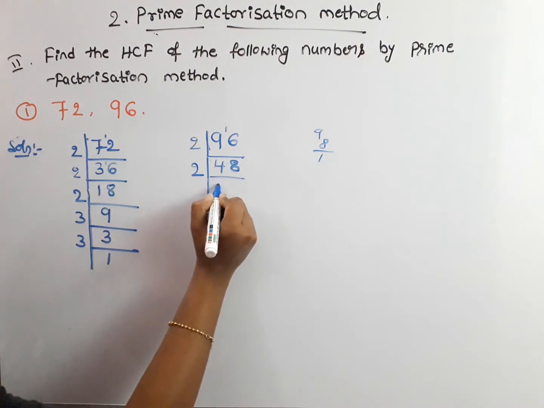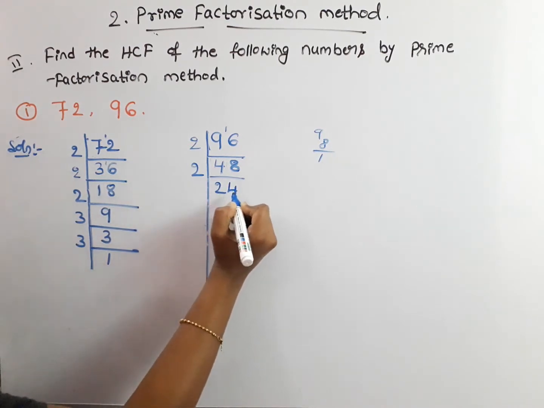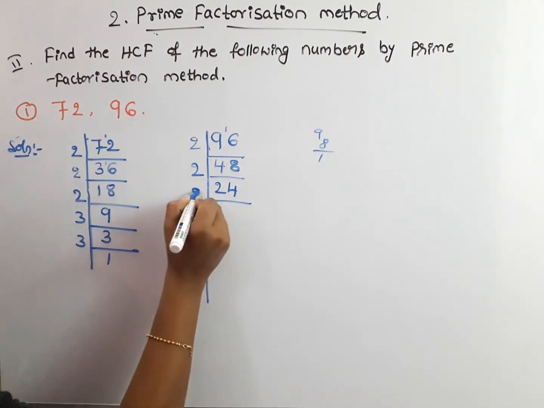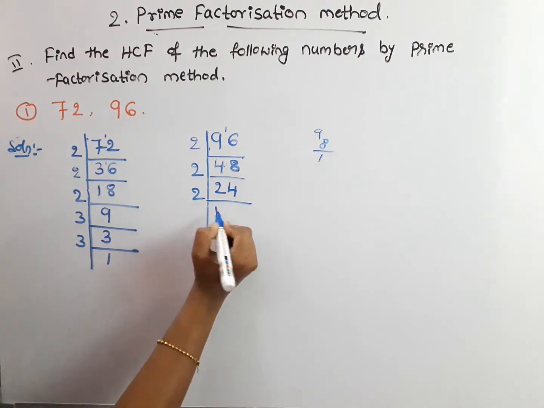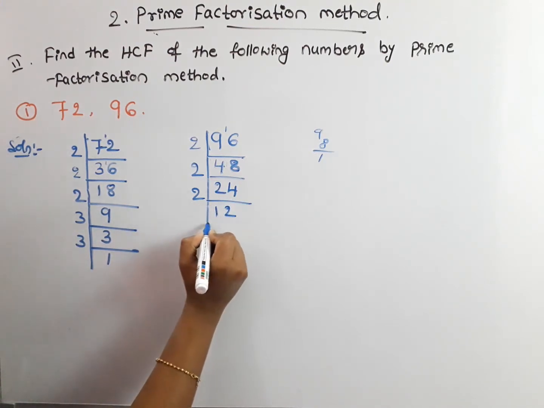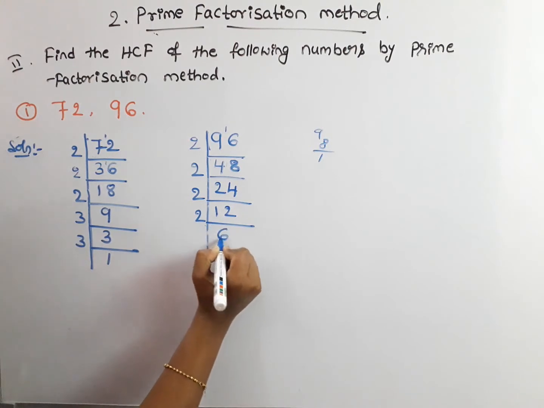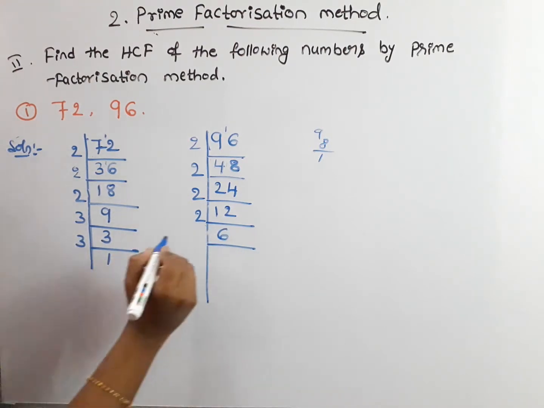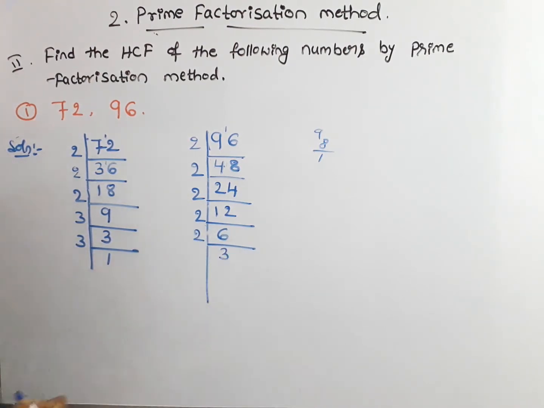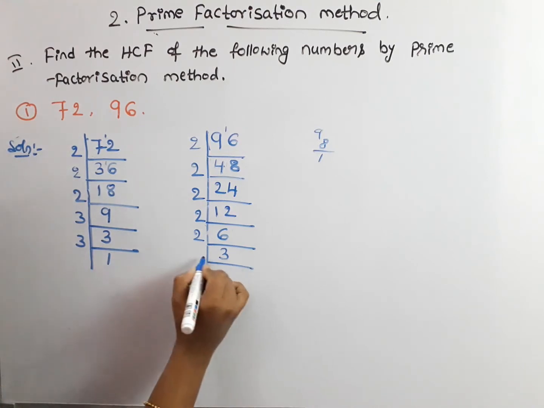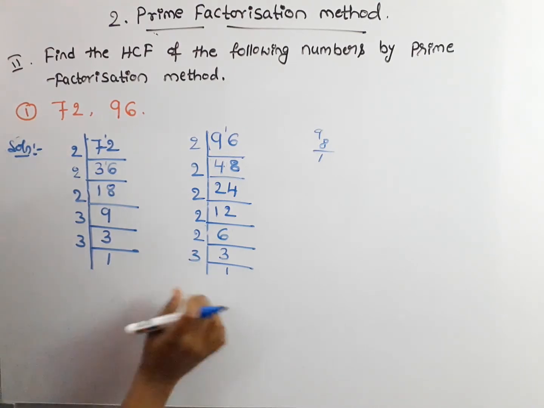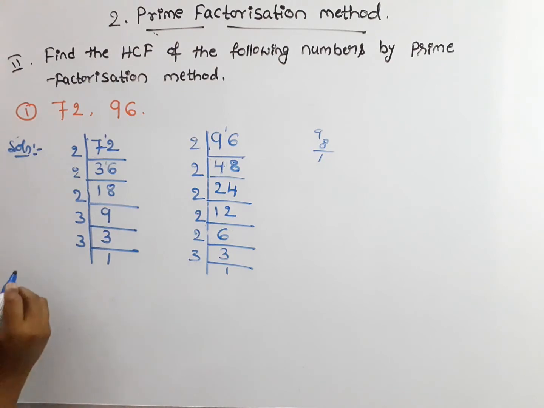Then 2 2s are 4. 2 4s are 8. Then 2 1s are 2. 2 2s are 4. Then 2 6s are 12. Then 2 3s are 6. 3 1s are 3.